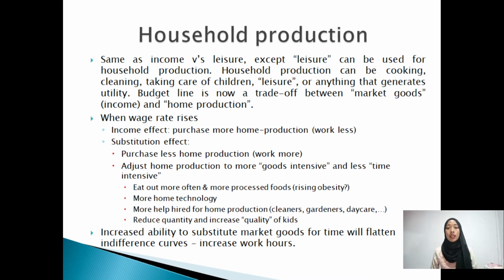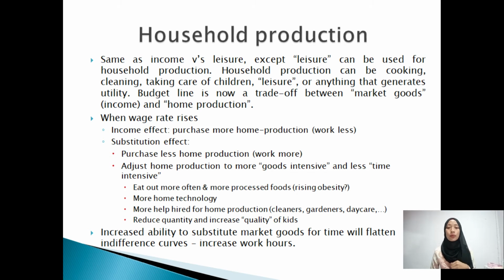Household production is the same as income versus leisure, except leisure can be used for household production. Household production can be cooking, cleaning, taking care of children, leisure, or anything that generates utility. The budget line is now a trade-off between market goods, income, and home production. When the wage rate rises, the income effect is to purchase more home production, which means work less. The substitution effect is to purchase less home production, which means work more.